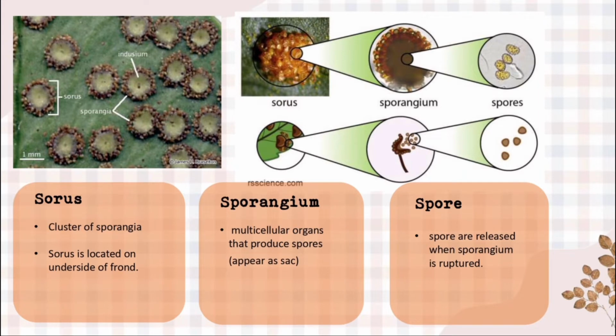Next, we move to the sporangium. Sporangium is the multicellular organ that produces spores, appearing as a sac. And the last one is spore. Spores are released when the sporangium is ruptured.